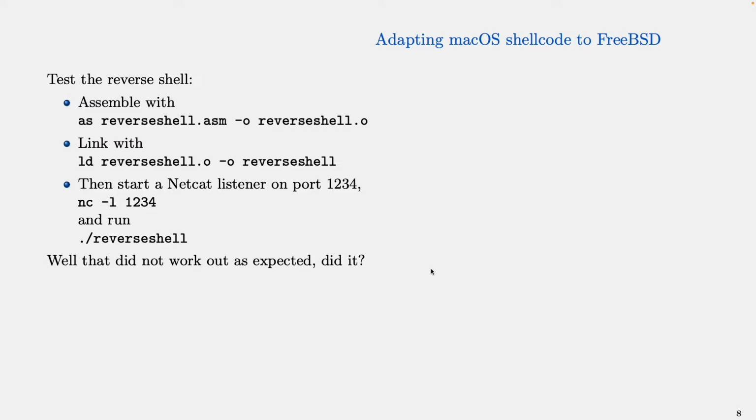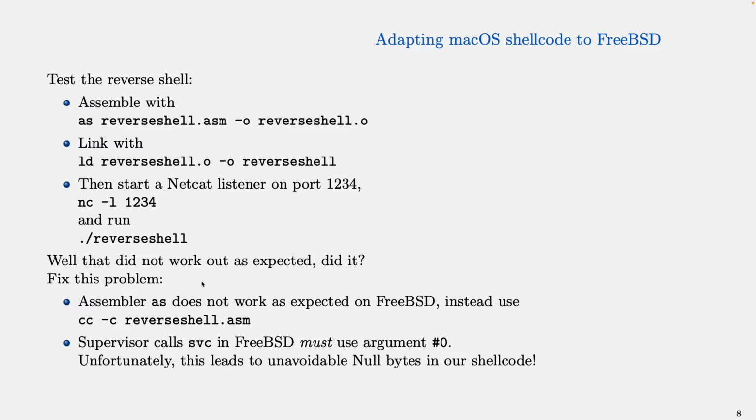It turns out that on FreeBSD, the as assembler does not seem to produce the correct kind of binary format. To fix this problem, we can use the Clang C compiler as an assembler with the following command: cc -c reverse shell.asm. Now with the -c option, the C compiler will automatically produce the .o file for reverse shell. We don't have to use the -o option here. And yeah, it will produce assembly output.